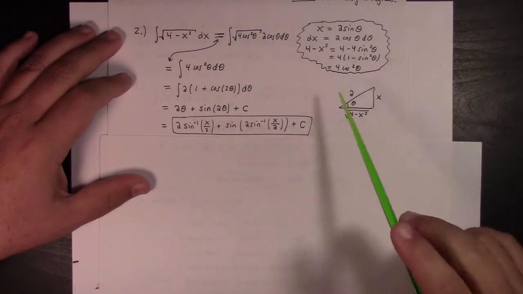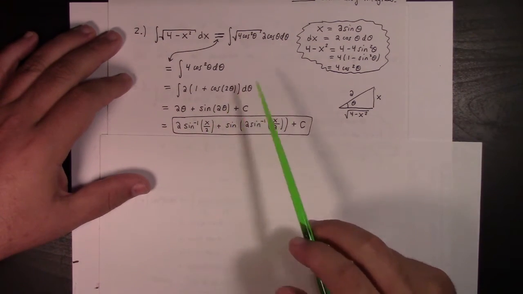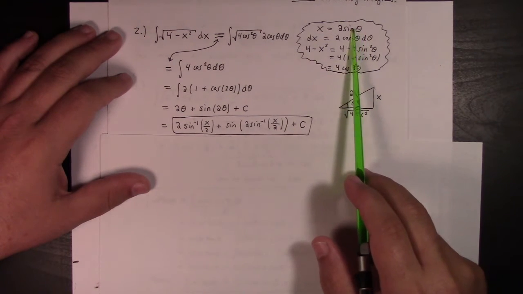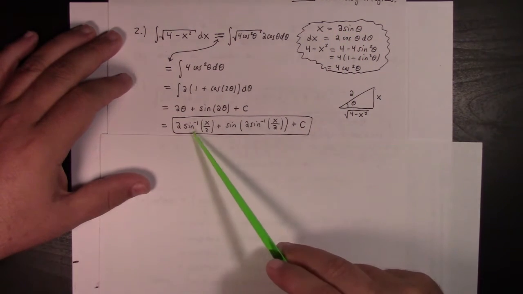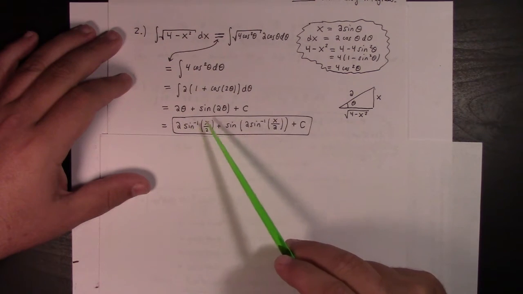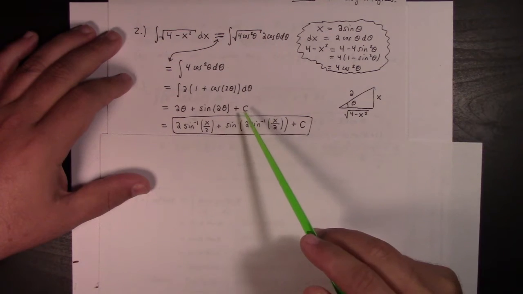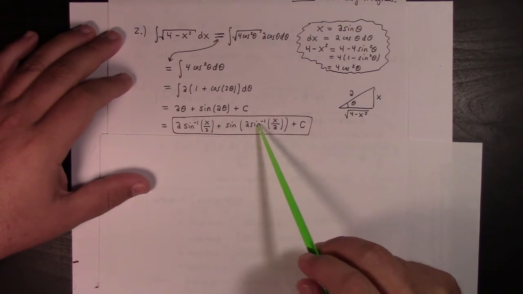Now, one way we could write the answer would just be in terms of inverse sine. If we solve this for theta, we get theta as inverse sine of x over 2. So that's why I put inverse sine of x over 2, sine of 2 times inverse sine of x over 2. But of course we can do a little bit better with this.